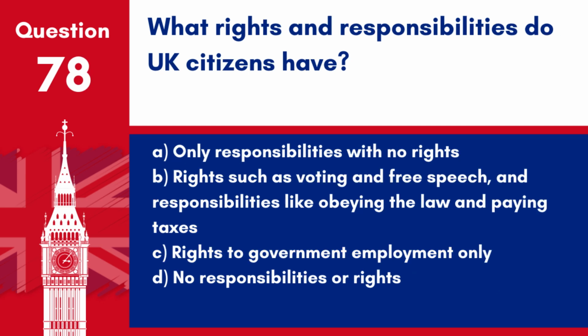Question 78. What rights and responsibilities do UK citizens have? A. Only responsibilities with no rights. B. Rights such as voting and free speech, and responsibilities like obeying the law and paying taxes. C. Rights to government employment only. D. No responsibilities or rights.